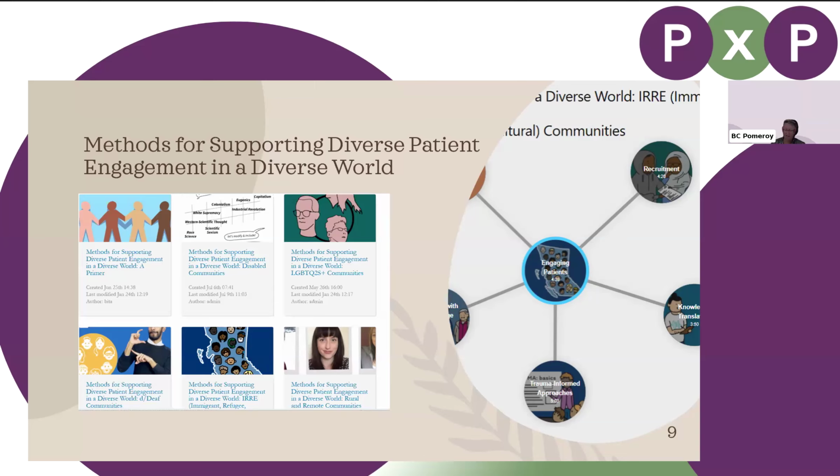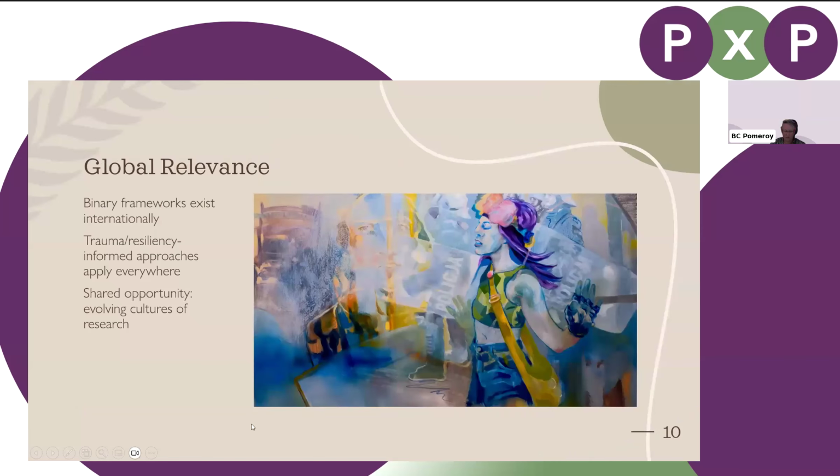And really, these practices aren't complicated, but they make research more accurate, more relevant, and more trustworthy. And you'll see here, there's methods in here for those that are within the deaf community, there's a primer, those within the disabled community, rural and remote communities. Again, it's a really great resource, which was sort of what I was asked to share today with the folks that are attending our conference today.